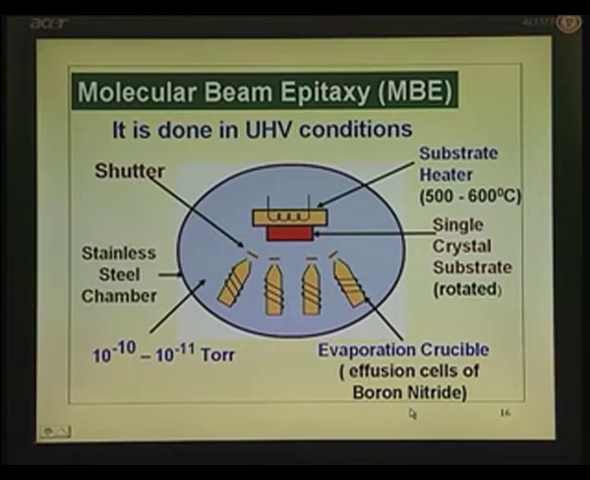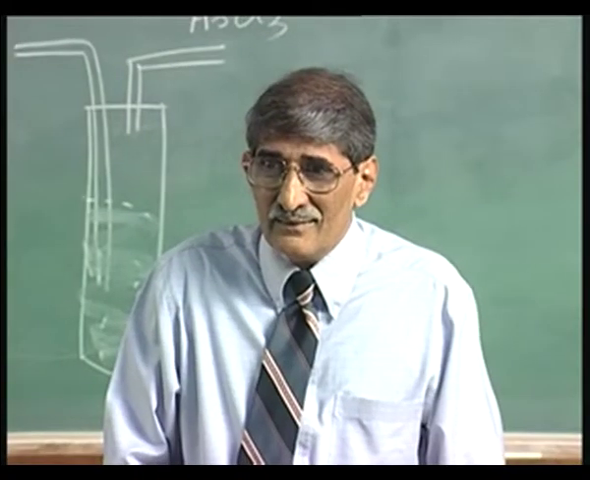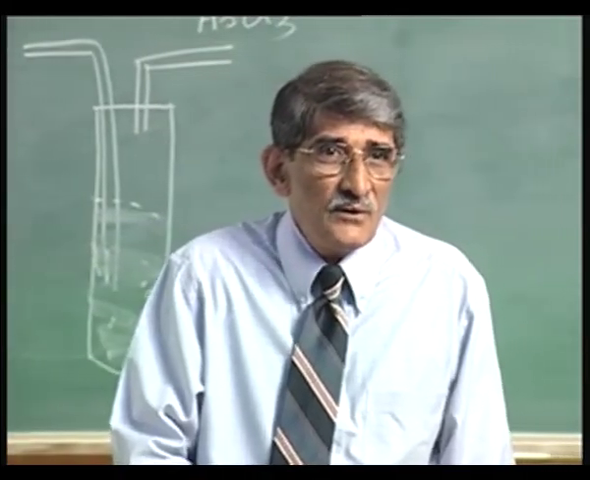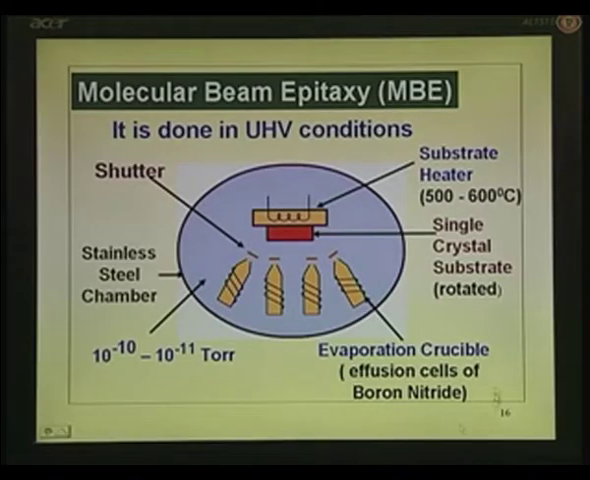So, if you want to reduce the contamination level by another 10 to the power of minus 5 factor, you have to go down in vacuum by another factor of 10 to the power of minus 5. So, the vacuum level that you are talking of here is something like 10 to the power of minus 10 to 10 to the power of minus 11 torr. Very high vacuum, ultra high vacuum, that is UHV is ultra high vacuum.